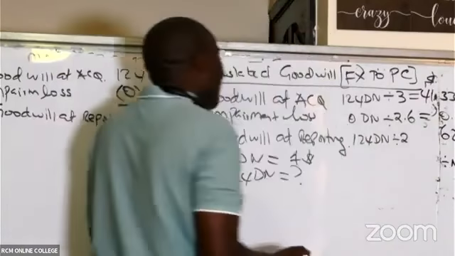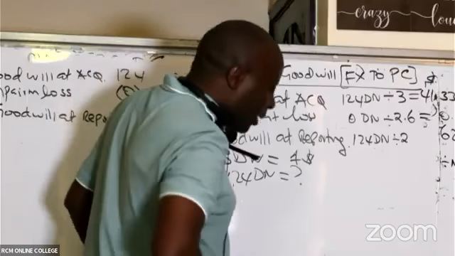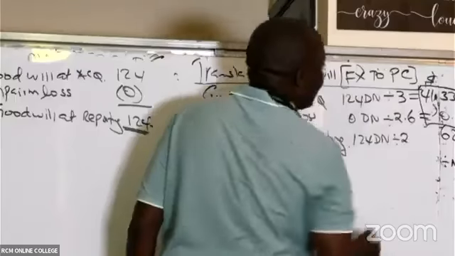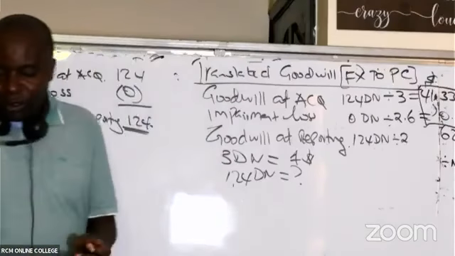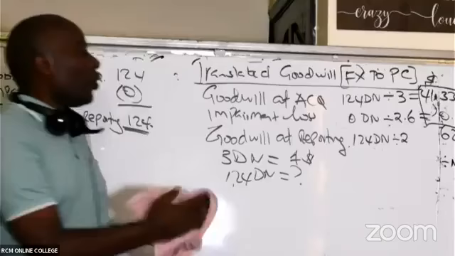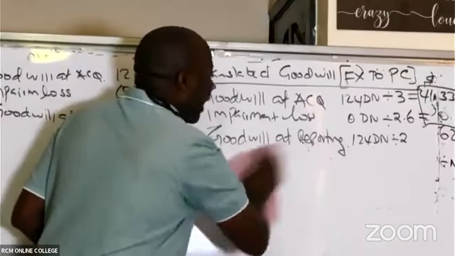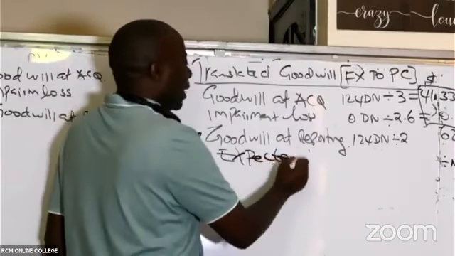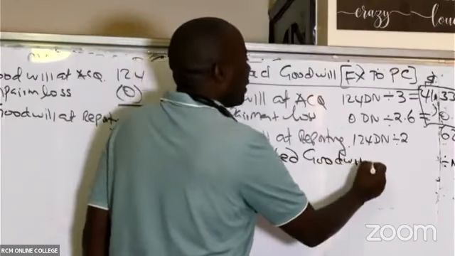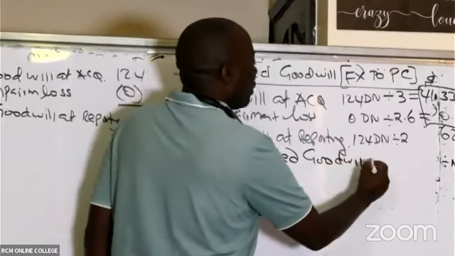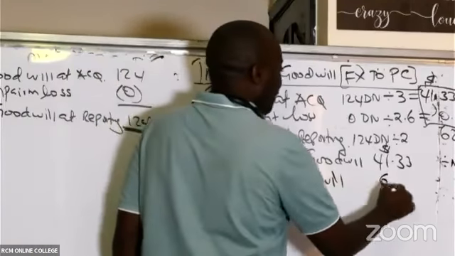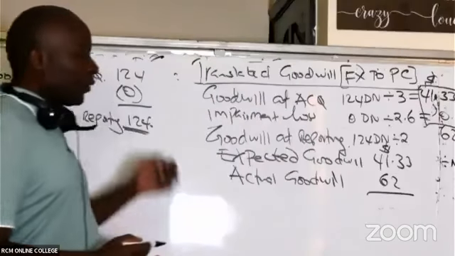Now, please listen. How I wish my board was big enough. Normally, what we do here, we add these two numbers. When you add those two numbers, you will get what we call expected goodwill. The expected goodwill here is 41.33. These are now in dollars. And then you compare this with the actual, the closing one, the actual goodwill. So the actual goodwill is 62. What is the difference?